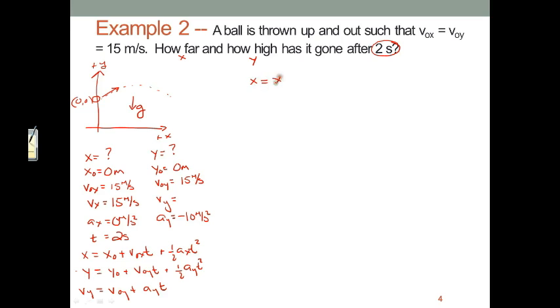So beginning by finding x, I chose to let x naught be 0. V naught x is 15, t is 2. A sub x is 0, so I plug all that in, and I get x equals 15 times 2, which is 30 meters.